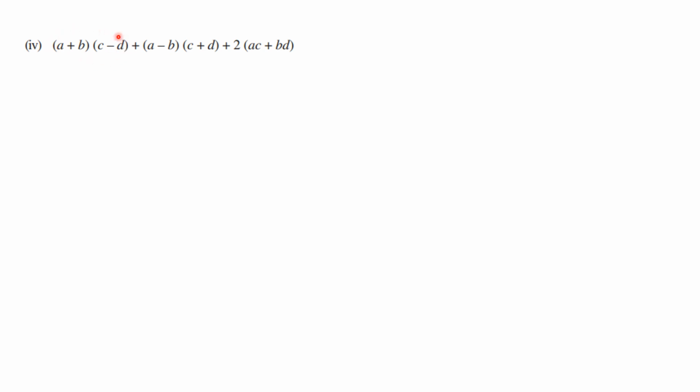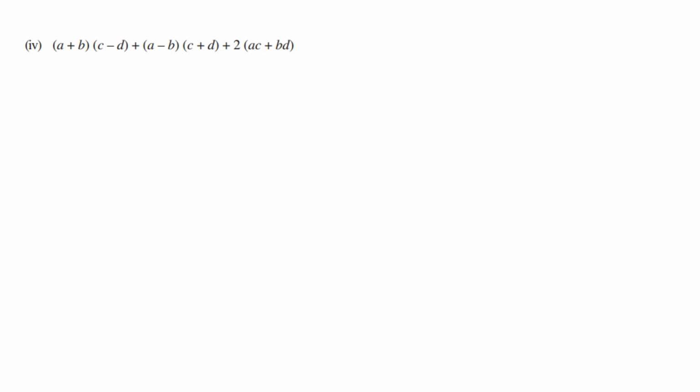This is nothing but the multiplication of two binomials. Then again, (a minus b) multiplied by (c plus d). This is also multiplication of two binomials. So let's start multiplying these binomials first, and then we have to add 2 times (ac plus bd) to that.